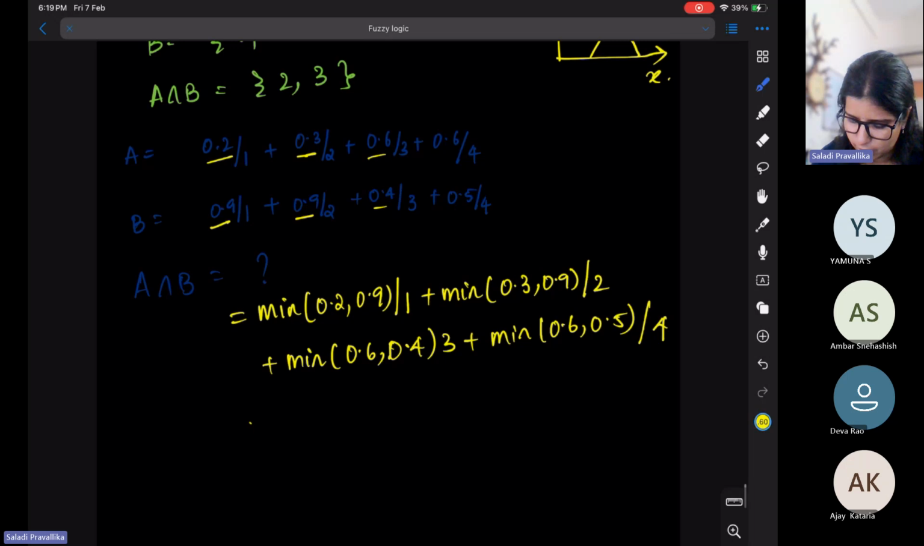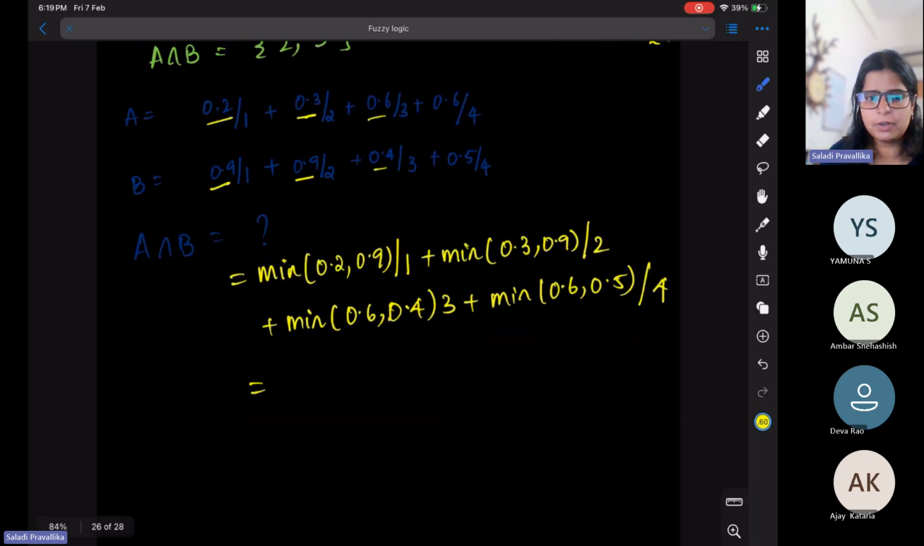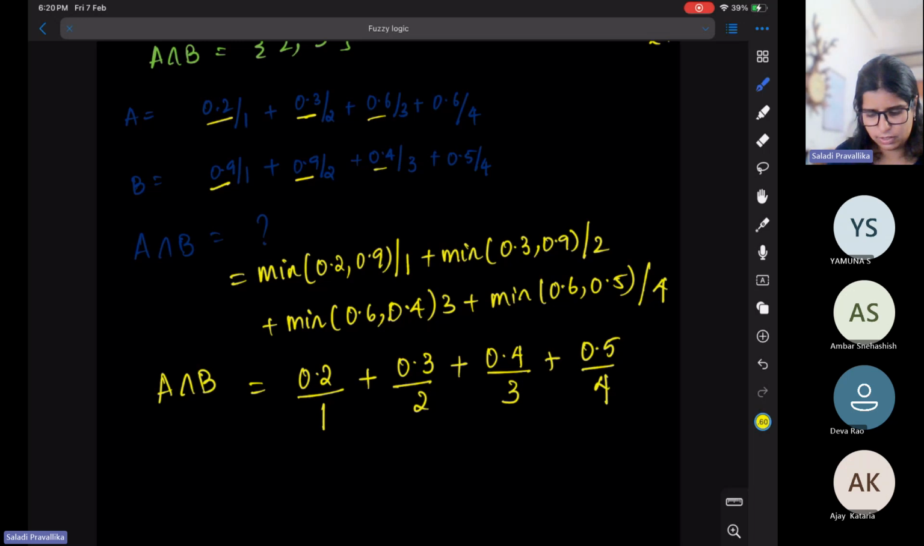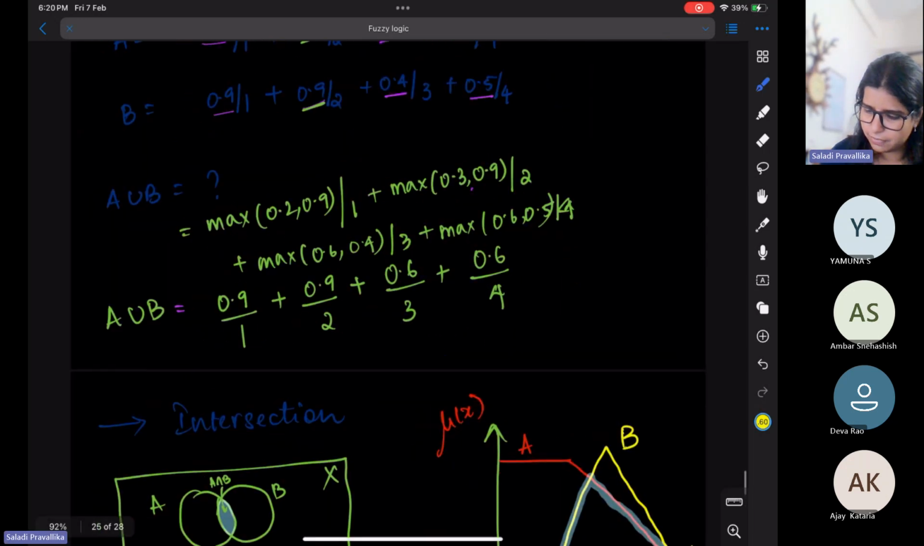Let's calculate it. The minimum value between 0.2 and 0.9 is 0.2 for x equal to 1, plus the minimum between 0.3 and 0.9 is 0.3 for 2, plus the minimum between 0.6 and 0.4 is 0.4 for x equal to 3, and the minimum between 0.6 and 0.5 is 0.5 for x equal to 4. So this is essentially going to be your A intersection B. It is completely different from what we got for A union B.